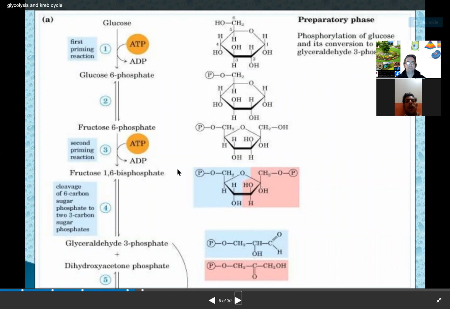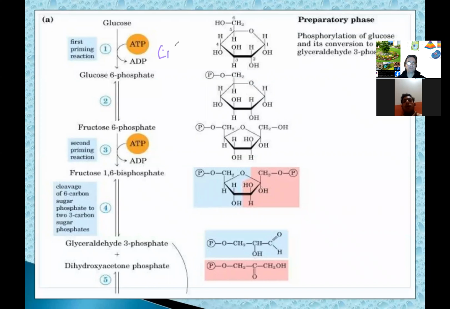Glycolysis is derived from the Greek words: glyco means glucose and lysis means splitting. So glycolysis is the breakdown of a 6 carbon glucose molecule into two 3 carbon pyruvate molecules and a net gain of 2 ATP. As we know, the site of glycolysis is the cytosol of the cytoplasm, and it is common to both aerobic respiration and anaerobic respiration.